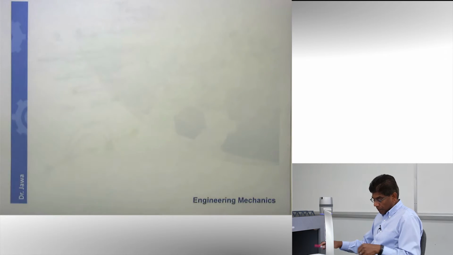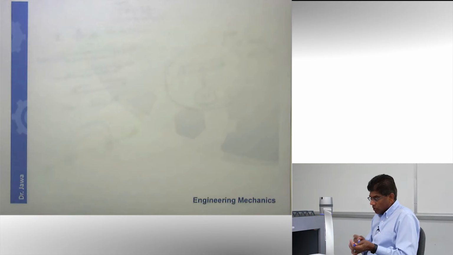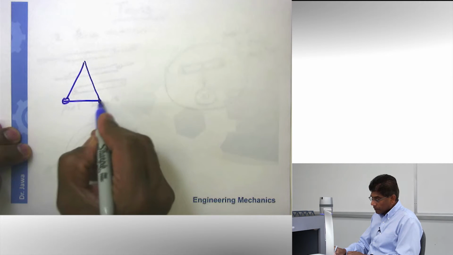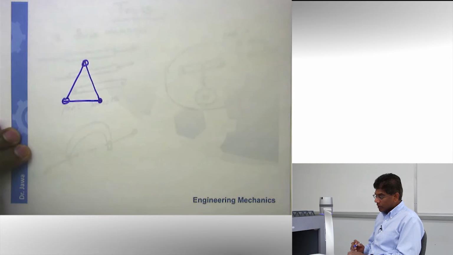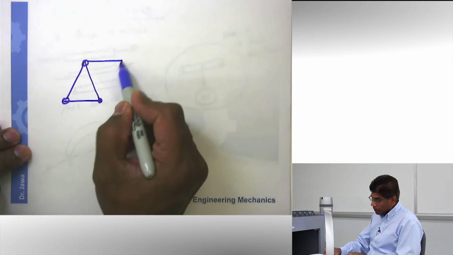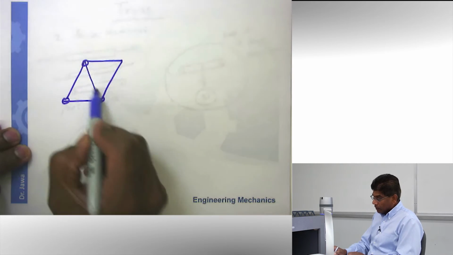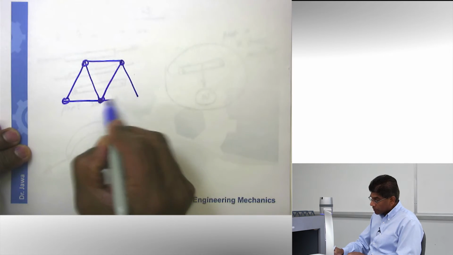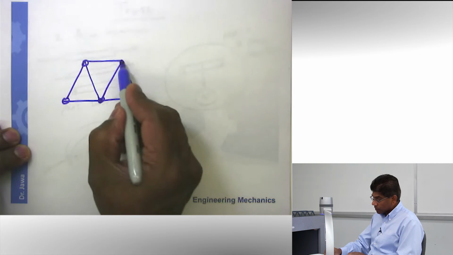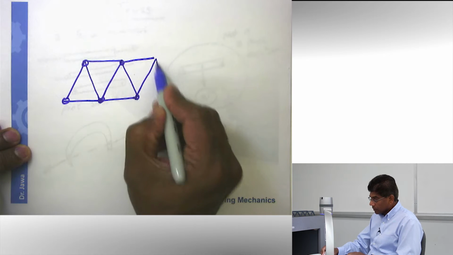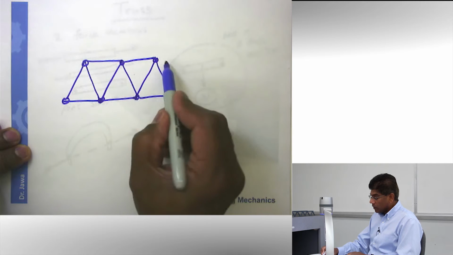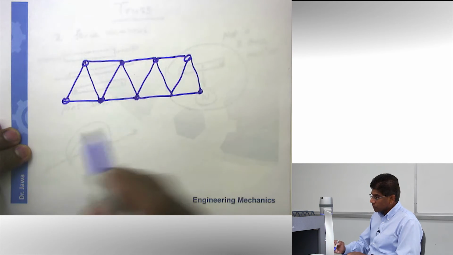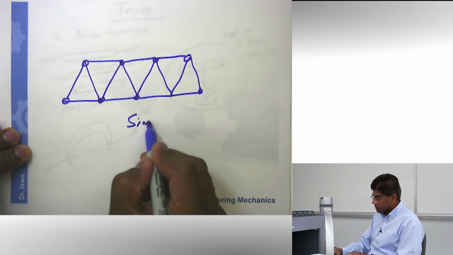For example, if you want to make a truss, you can start with a triangle like this. Now you know this is a simple structure. You can add 2 more members here, and you get another triangle, it becomes a structure. And I can add 2 more members like this, and you get another structure. 2 more members like this, 2 more members like this, and you can keep going. This kind of structure is known as a simple truss.